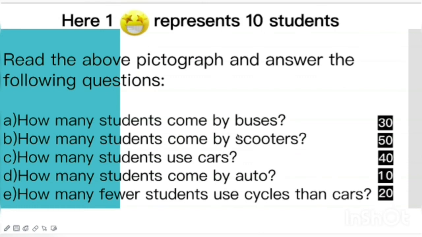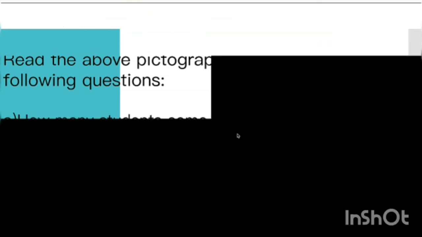In this way children, when we have data in the pictorial form, it becomes very easy to read and analyze and answer the given questions. Okay? Now children, this is revision time. Let us revise.